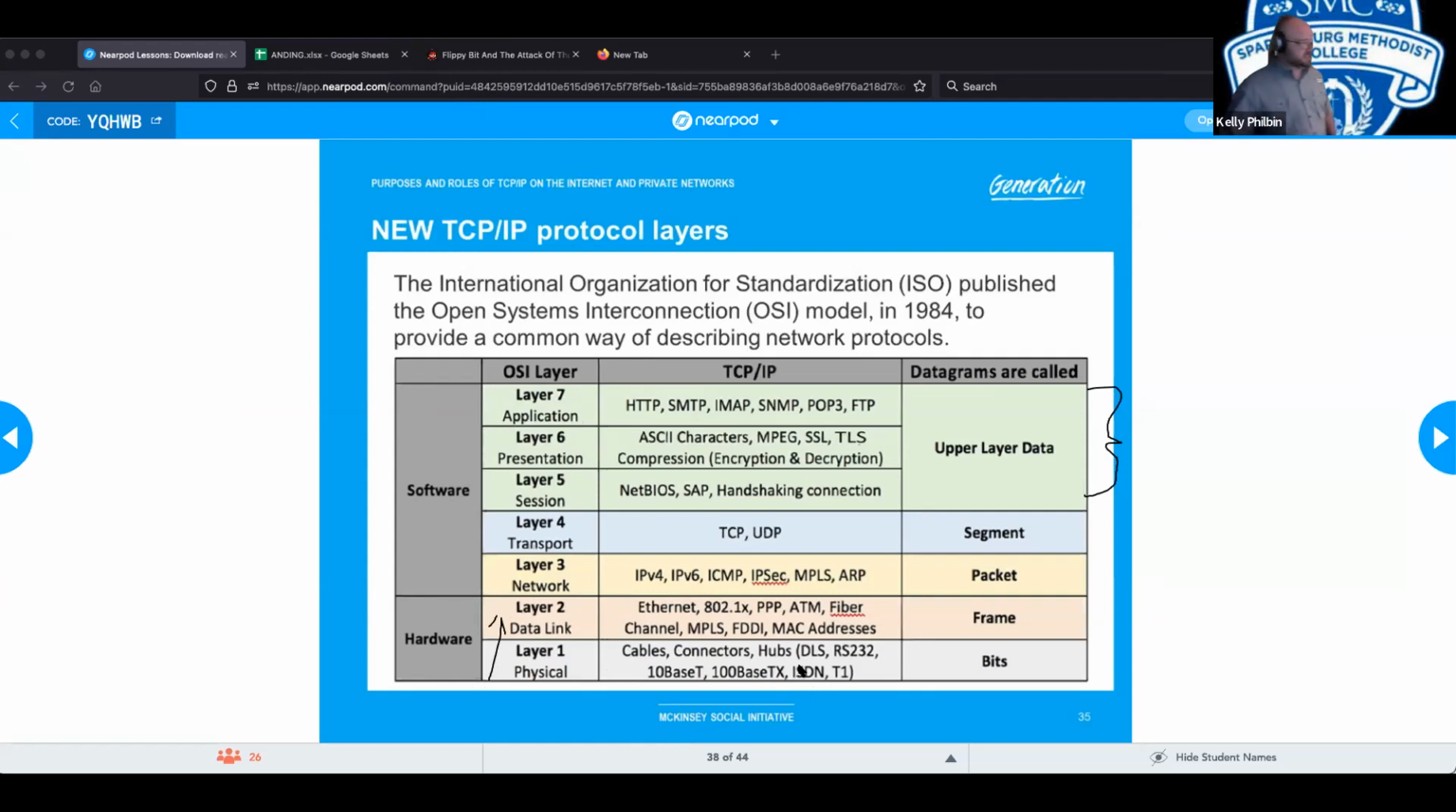You see your devices like your hubs communicate there. This is a lot of the physical stuff: 100BaseT, 10BaseT, 100BaseTX, cables, connectors, all that stuff operates on the physical layer. Data link: Ethernet, 802.11 protocols, PPP, fiber, and typically the communications are happening with MAC addresses. And then we move up to layer 3, that's our networking, and we quickly ascend from there.